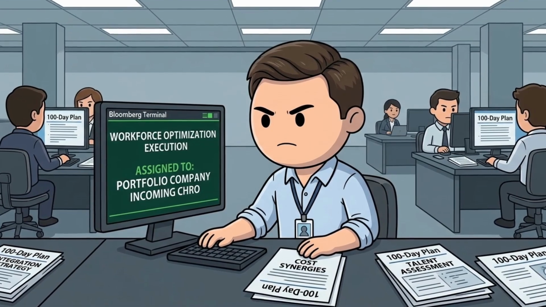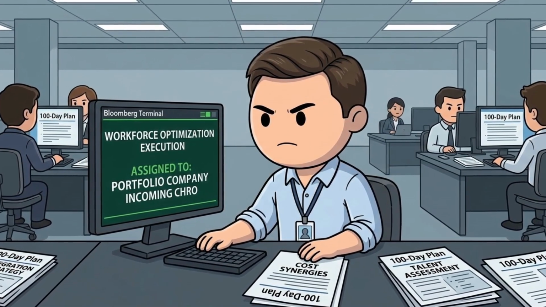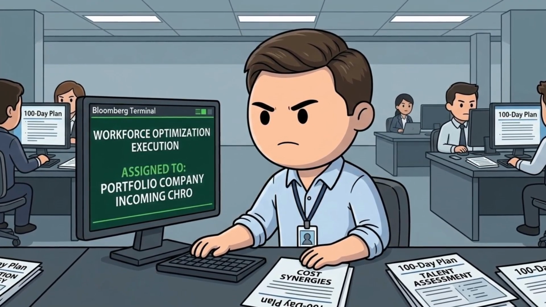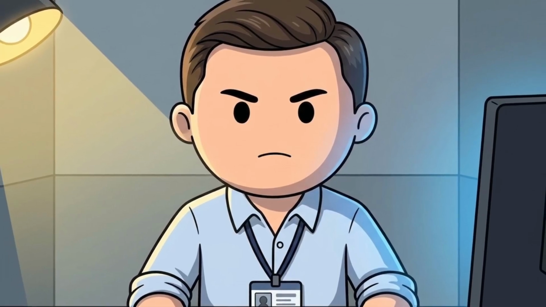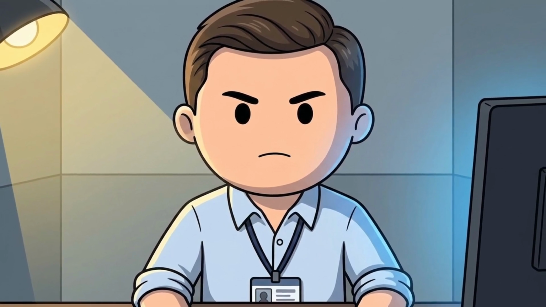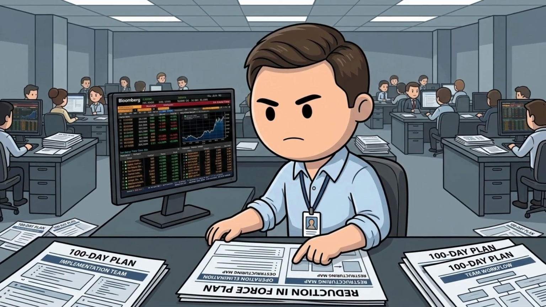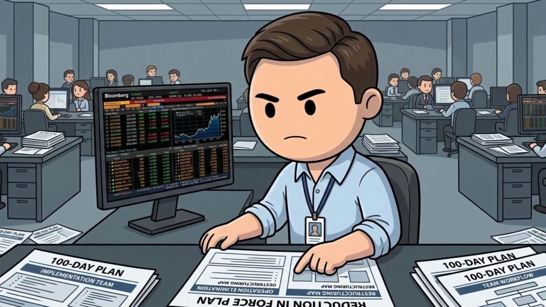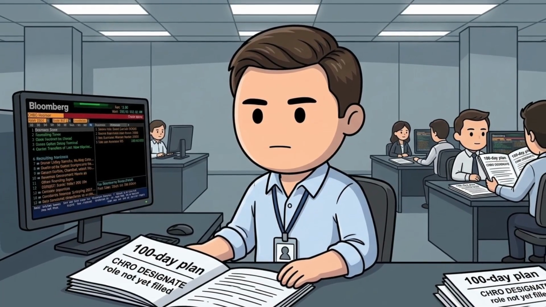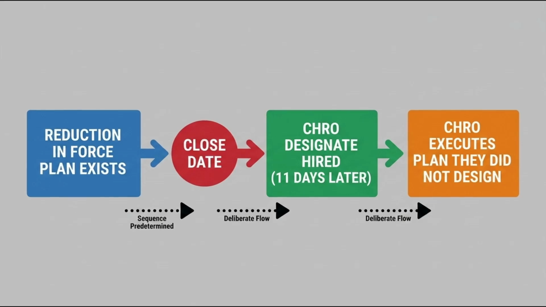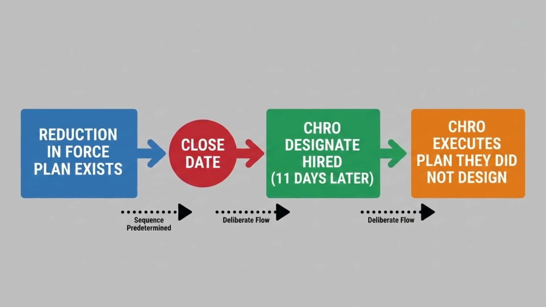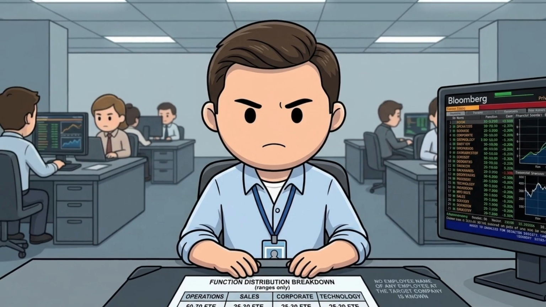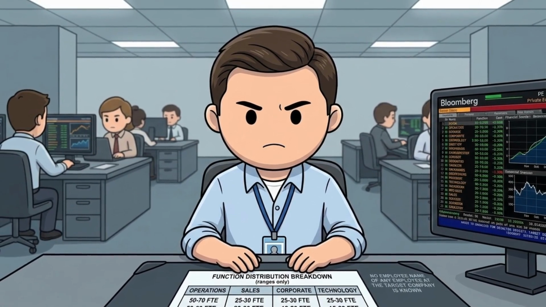It assigns the workforce optimization execution to the portfolio company's incoming Chief Human Resources Officer, a person who has not yet been hired, who will be brought in specifically for this role, and whose first assignment will be to execute a reduction in force they had no part in designing. The 100-day plan refers to this person as the Crow Designate. The Crow Designate does not yet exist. The reduction in force plan exists. The sequence is deliberate. You do not know the name of any employee at the target company.